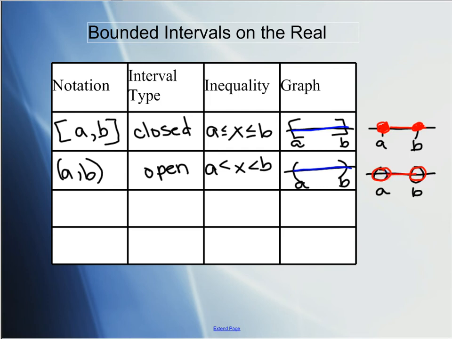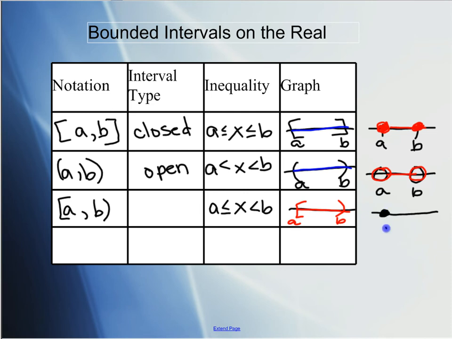Okay, now sometimes you can have mixed. So you might have a square bracket on the left and a parenthesis on the right. And we don't consider that open or closed. The inequality would be A is less than or equal to X is less than B. And the graph here is going to be a square bracket on the left and a parenthesis on the right. Or if you choose to do the circles, it would be a closed dot on the left and an open dot on the right.